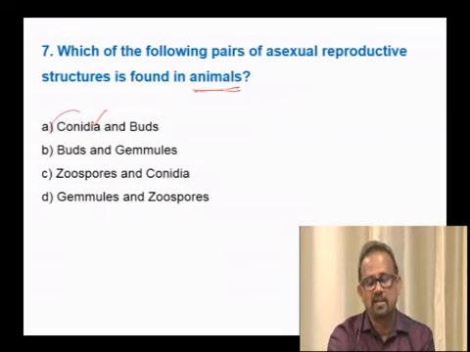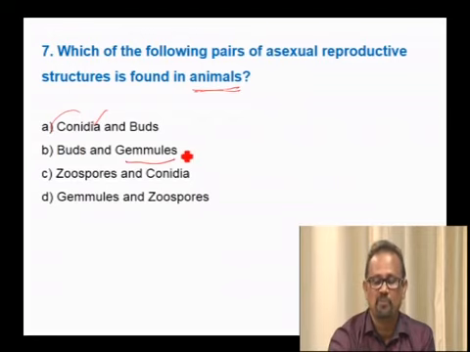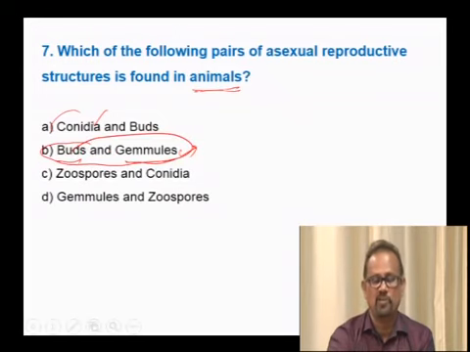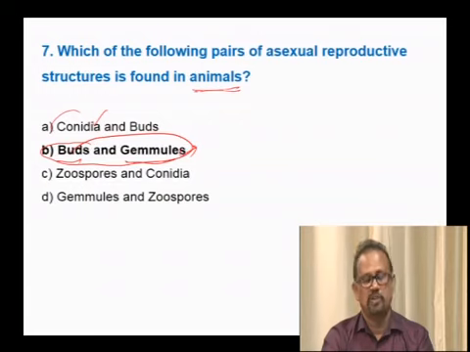Buds and gemmules. So gemmules are the internal buds found in the sponges, the animals. Buds in hydra. Therefore, these two structures are found in animals. That should be the answer. Zoospores again are in lower algae. Again gemmules and zoospores. Zoospores come under algae. Therefore, the structures that can be seen only in animals are buds and gemmules. Therefore, the answer is buds and gemmules.